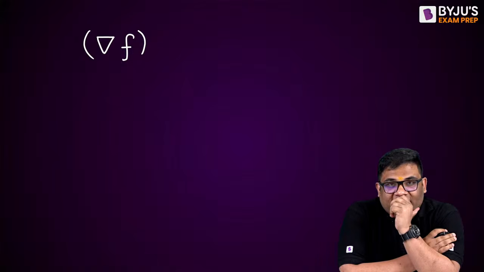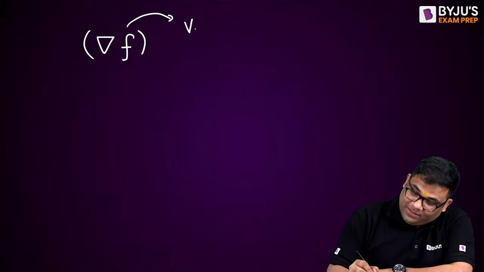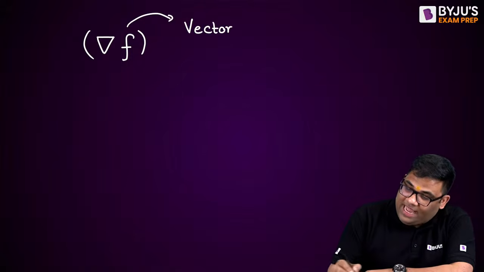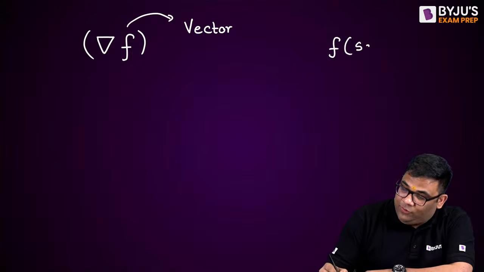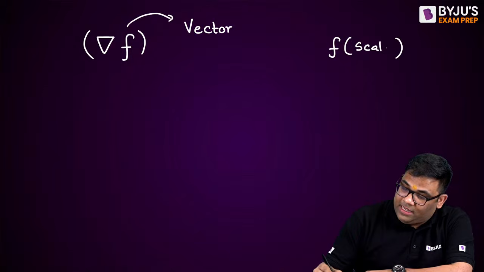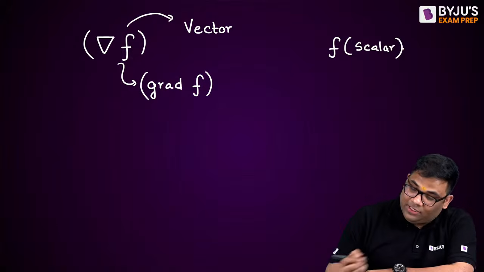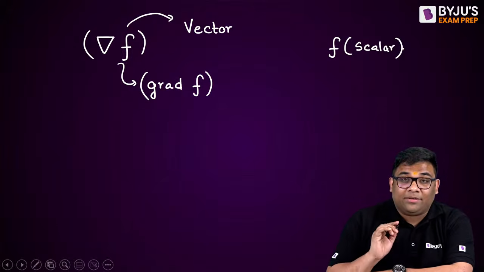Whatever I have written, is it a vector or a scalar? It is a vector. Because f is a scalar and I am doing the gradient of f. So the gradient of f will be a vector.